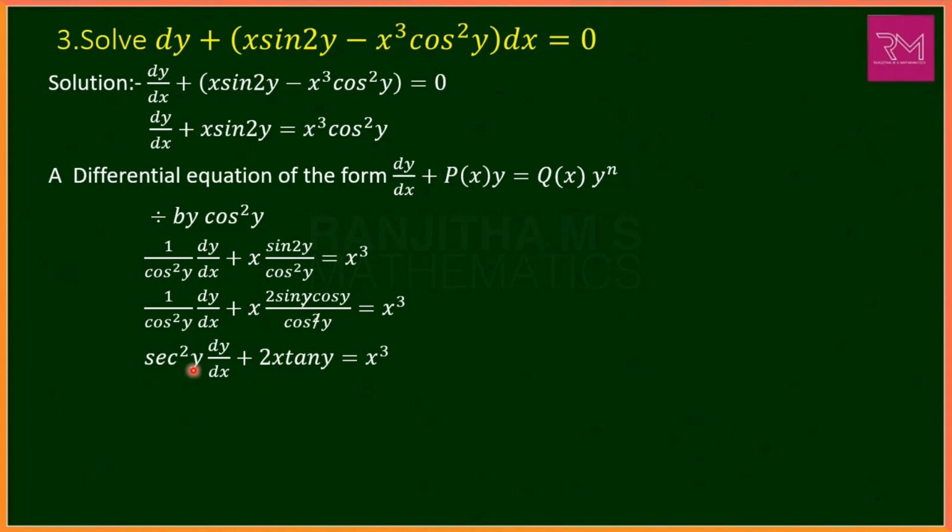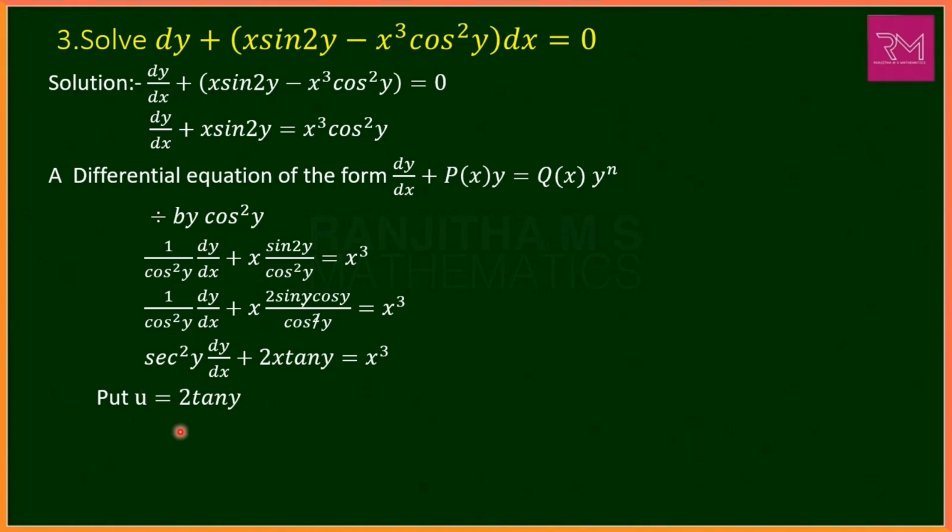Now this value is tan y. Here the differentiation of tan y is secant square y. Now we can take the u value as 2 into tan y. Here we have to take the u value so that we get this value. In that way we have to take the u value. So take u as 2 into tan y.